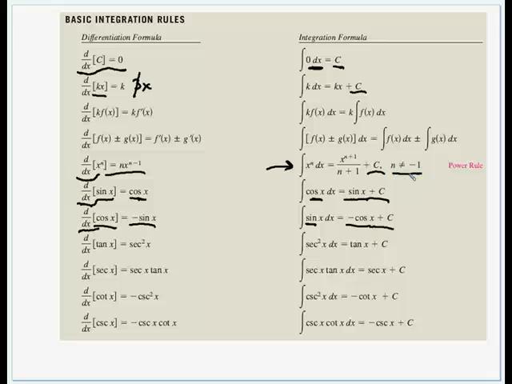And of course this isn't going to work when n is equal to negative 1, because if we raise the power by 1, we'd get to the 0 power, and we cannot divide by the new exponent of 0. So that's something we'll have to deal with later.